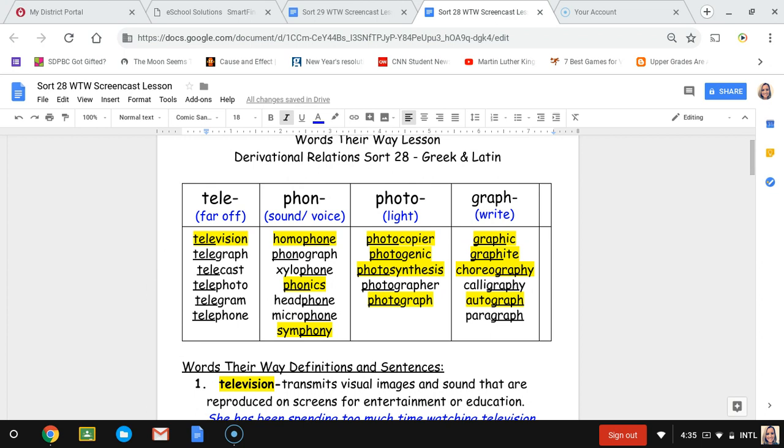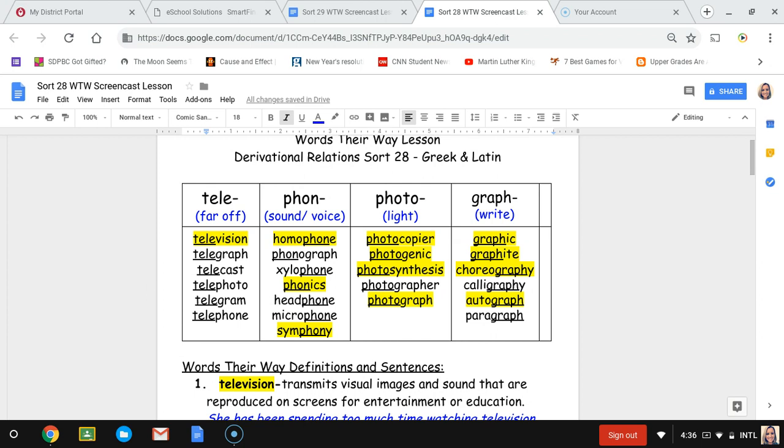Under phon, it would be homophone, phonograph, xylophone, phonics, headphone, microphone, and symphony. For photo, we have photocopier, photogenic, photosynthesis, photographer, photograph. And the last category we have graphic, graphite, choreography, calligraphy, autograph, and paragraph.